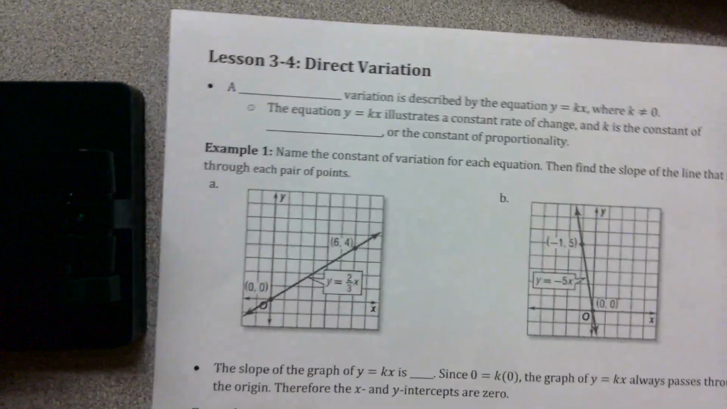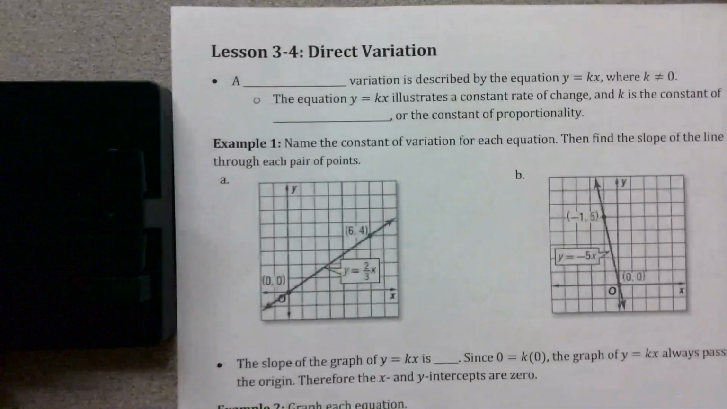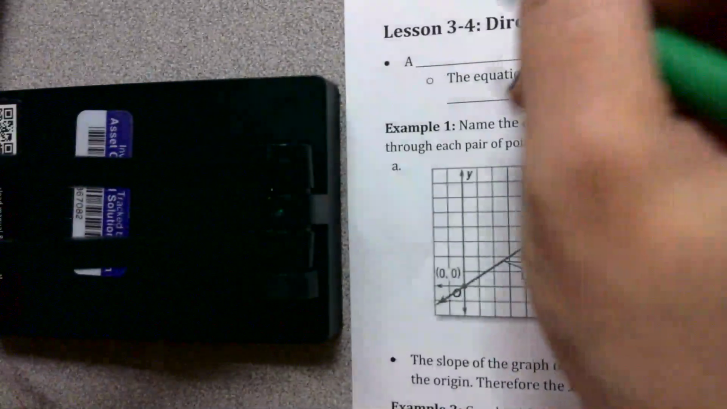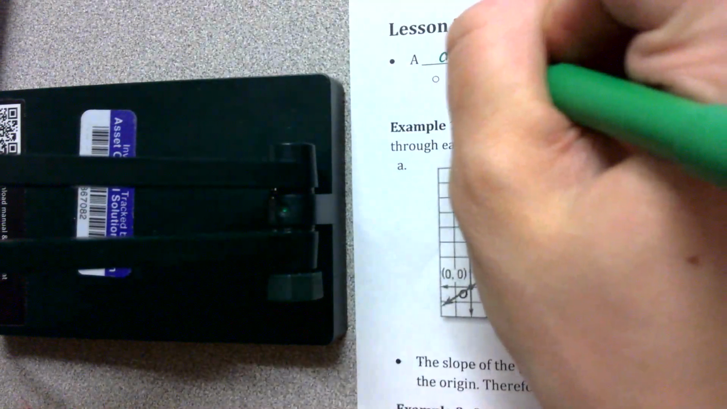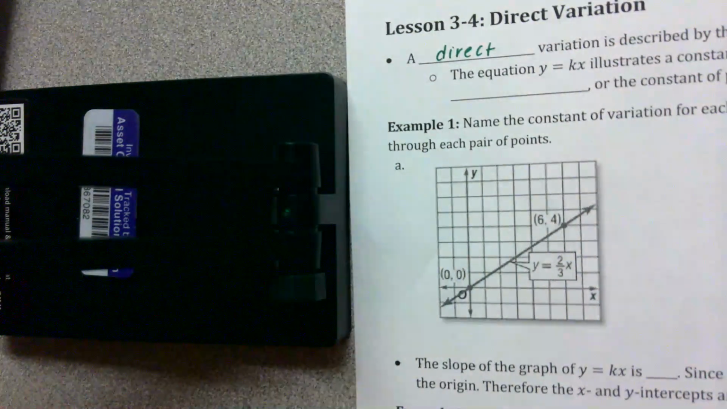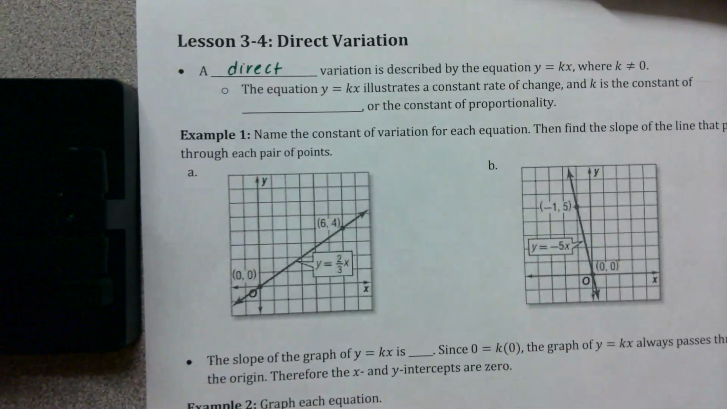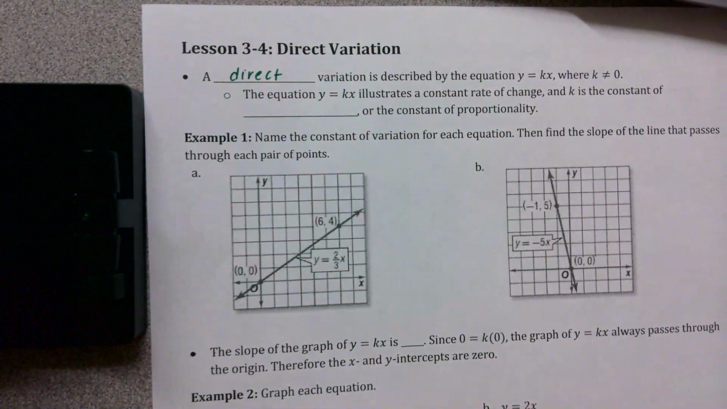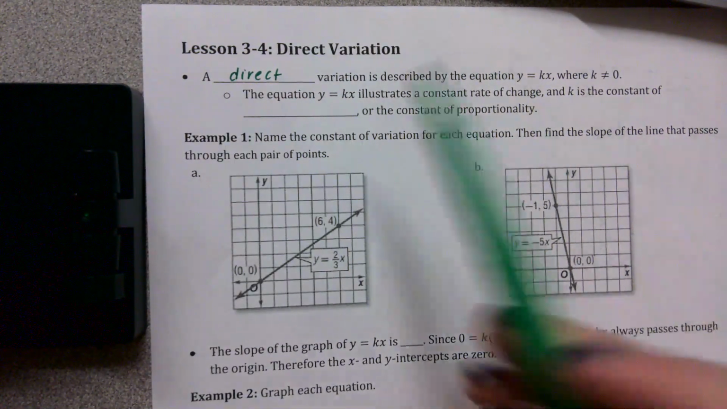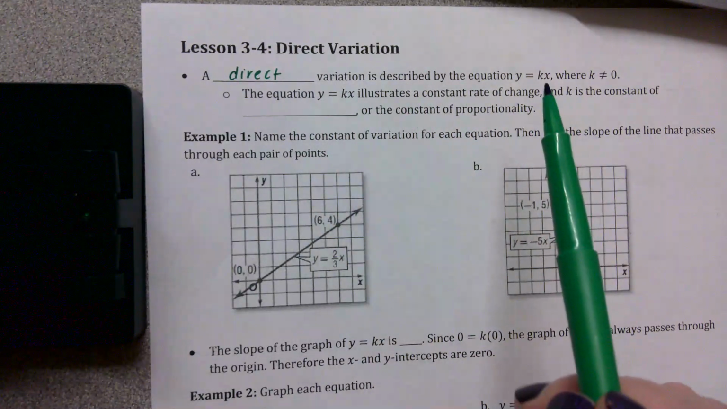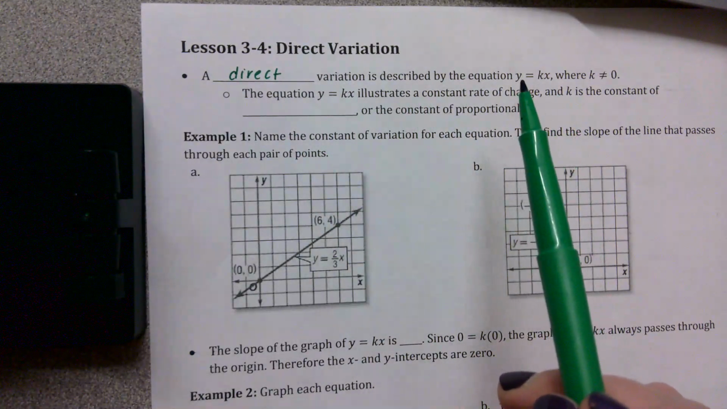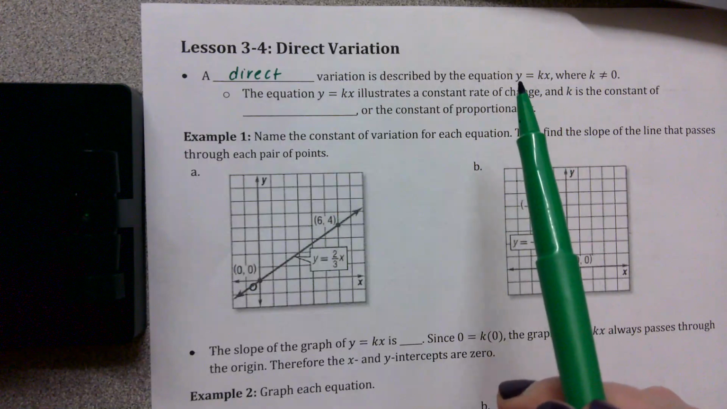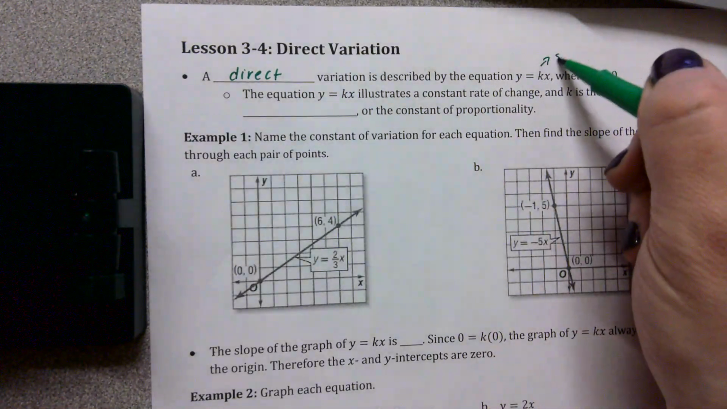Okay, we're in chapter 3, the fourth section. It is direct variation, and it deals a lot with slope. It says a direct variation is described by the equation y equals kx, where k does not equal 0. Direct variation just simply means if one variable gets bigger, so does the other variable. If x gets smaller, so does the variable y. K is simply slope.